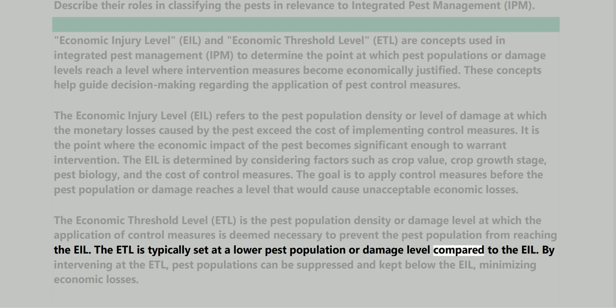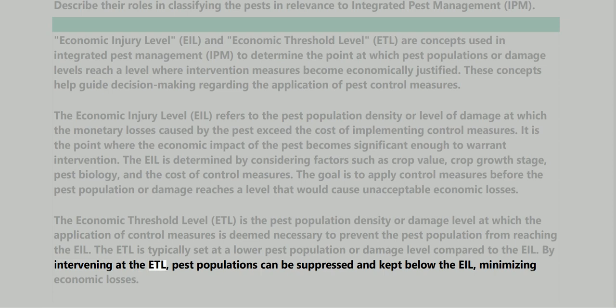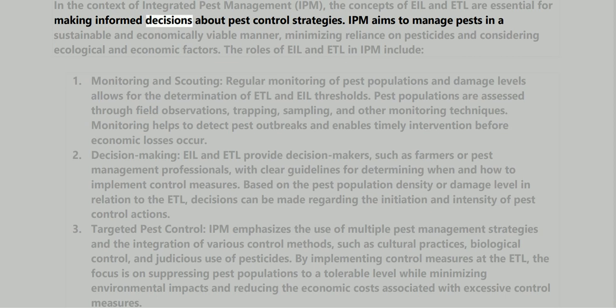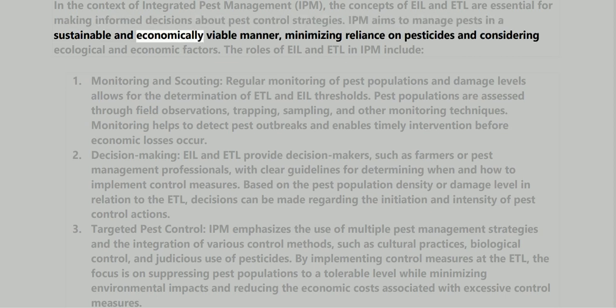By intervening at the ETL, pest populations can be suppressed and kept below the EIL, minimizing economic losses. In the context of integrated pest management, IPM, the concepts of EIL and ETL are essential for making informed decisions about pest control strategies. IPM aims to manage pests in a sustainable and economically viable manner, minimizing reliance on pesticides and considering ecological and economic factors.